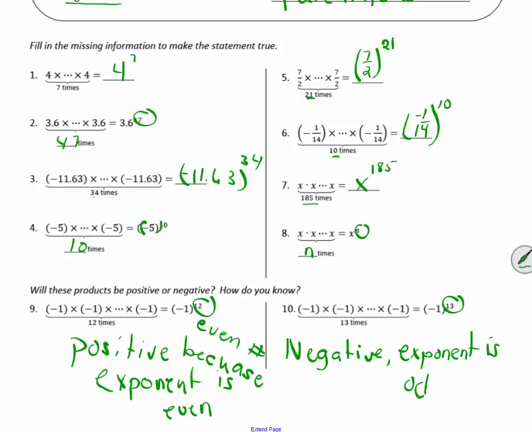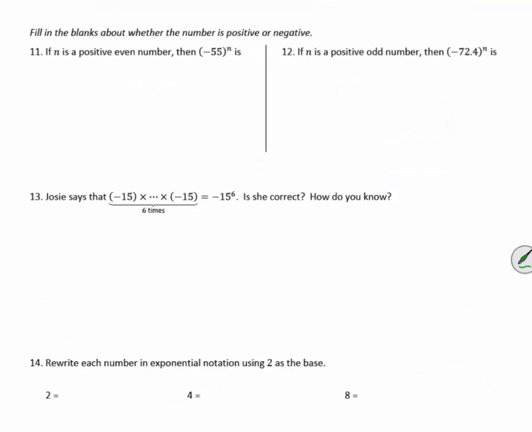If all I have are positive, if my base is positive, we know from the first part of the chapter that anytime I multiply 2 positives, my answer is positive. All right, let's go. Fill in the blanks about whether the number is positive or negative. If n is a positive even number, then negative 55 to the n is positive. Right? Even number of negatives is positive. If it's an odd number, then this would have to be negative.